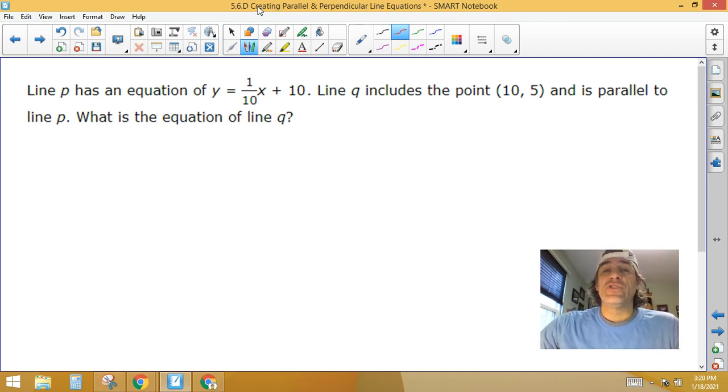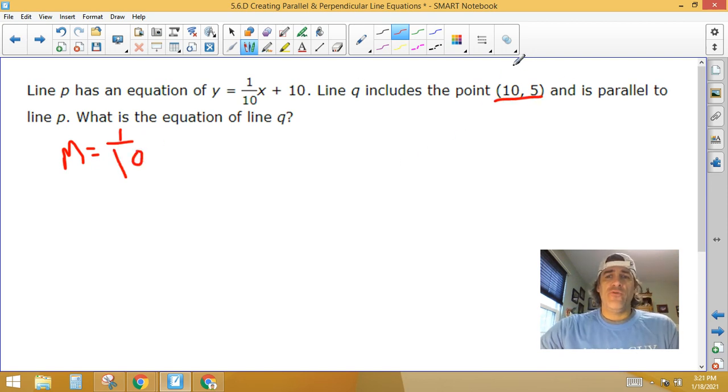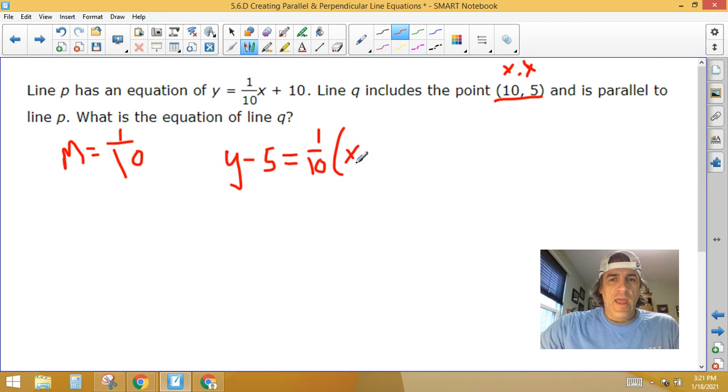What do I know about the slope of line Q based on the information provided? I'm hopeful that you said the slope had to be the same as line P, which was 1/10. And I know it has to go through this point. Since it goes through this point, x, y, I'm going to use point-slope form to start this out. So my equation is going to be y minus 5 equals 1/10, and then x minus 10. If it wants the equation of the line, this could be the equation of the line.